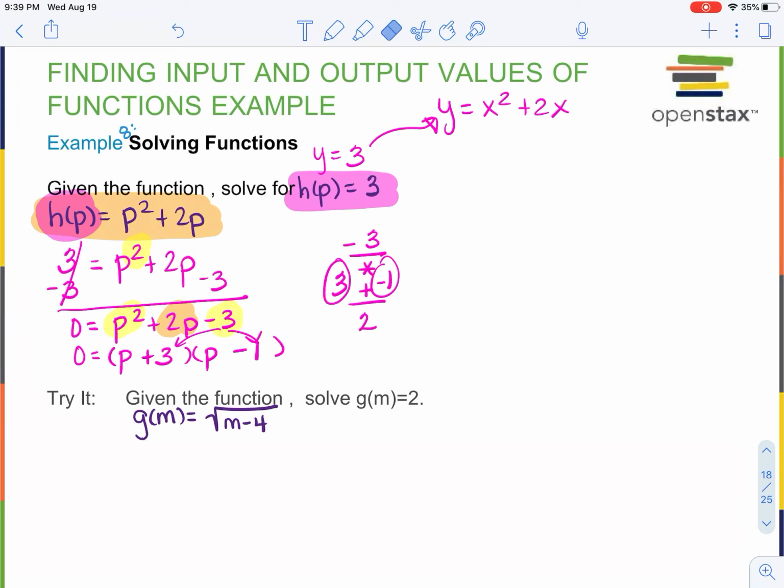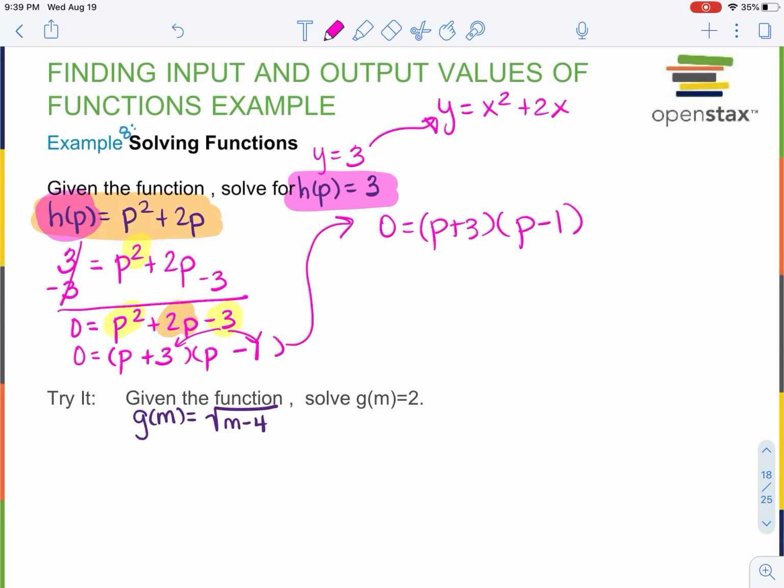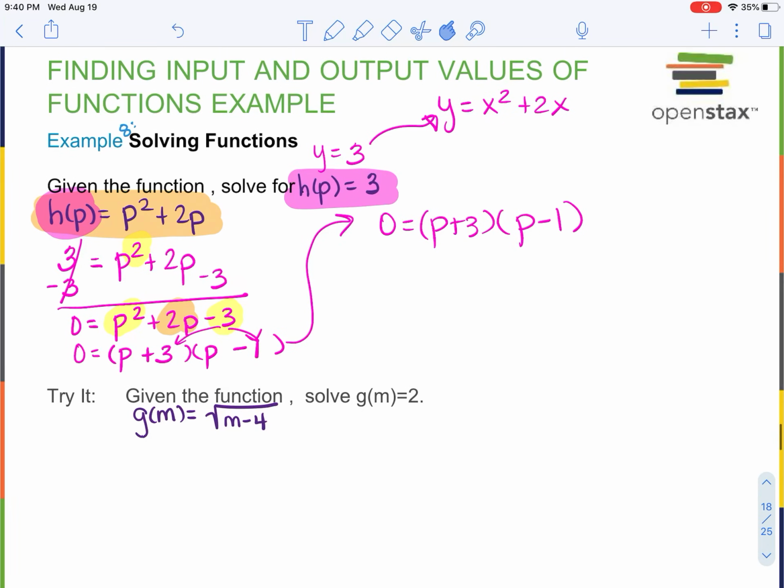Okay, so going back here, erase all that too. All right, so now we have 0 equals p plus 3 times p minus 1. And so the reason we did this, we wrote this as two factors because we know that when we multiply two numbers together, and if we know that the answer is 0, as it is in this case, we know that one of these factors, either this one right here or this one right here, has to equal 0. So either p plus 3 equals 0 or p minus 1 equals 0.